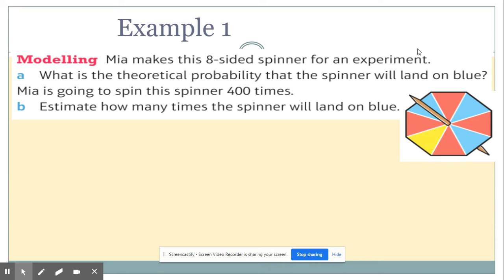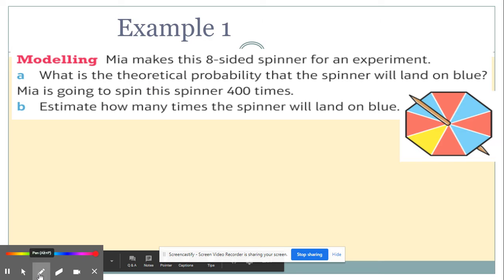Let's look at a question. Mia makes this 8-sided spinner for an experiment. Part A, what is the theoretical probability that the spinner will land on blue? Mia is going to spin this spinner 400 times. Part B is estimate how many times the spinner will land on blue. So first step, underline the keywords.